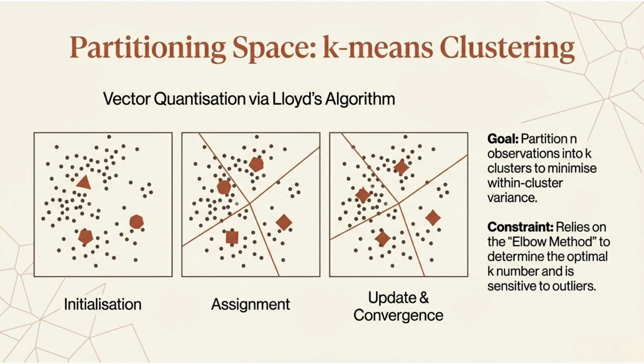The algorithm begins by initializing cluster centroids randomly. Each data point is assigned to the nearest centroid. The centroids are updated iteratively until convergence is achieved. The goal is to minimize within cluster variance, though choosing the right number of clusters is important.